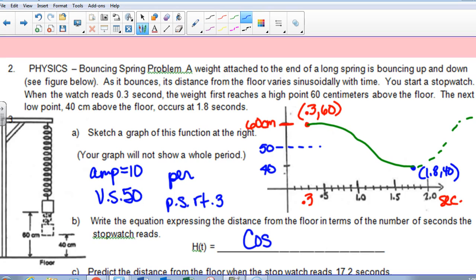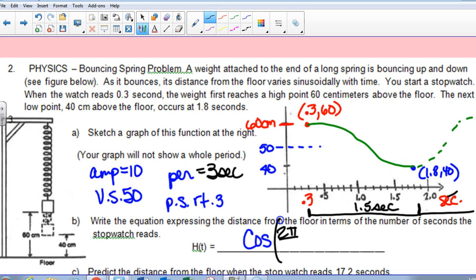Yeah, we got to be careful here. The period is a little tricky because from 0.3 over to 1.8 is how far? 1.5 seconds, but we said that was only half of the period, right? So if we kept going until it reached its max again, I'm thinking the period is 3 seconds, which makes B 2 pi over 3.